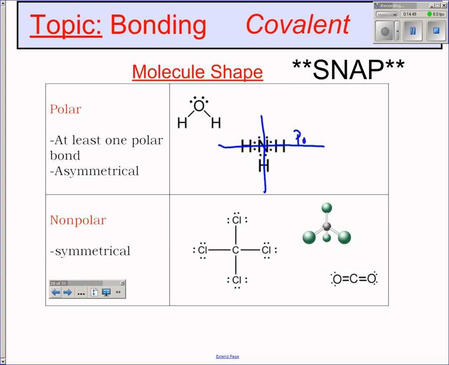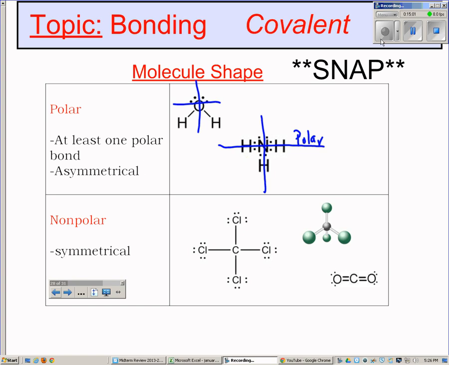This is polar. Why is it polar? Because it's not symmetrical in either direction. Don't get trapped. Water is polar. It's asymmetrical. Okay, these molecules over here, CCl4, that's symmetrical. You can fold it onto itself in either direction and it's a mirror image. It will fold directly onto the other side. It's symmetrical, so that's nonpolar. Remember SNAP: symmetrical, nonpolar, asymmetrical, polar. Same thing with carbon dioxide.